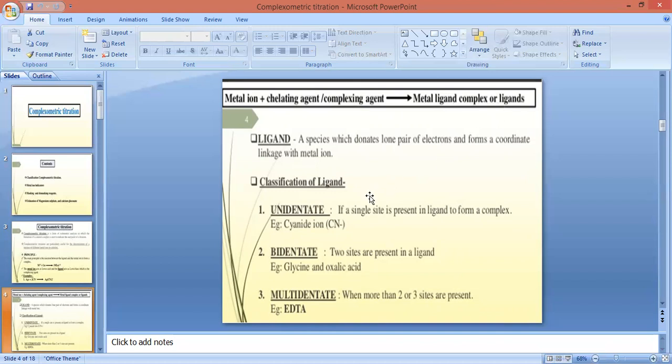Depending upon how many binding sites with lone pairs are available, this ligand is categorized into three classes. First class is unidentate, a unidentate ligand or complexing agent.